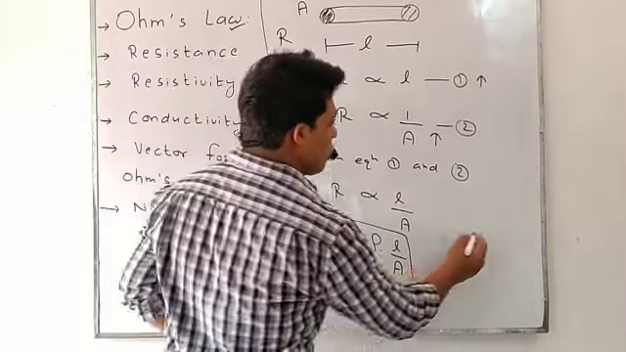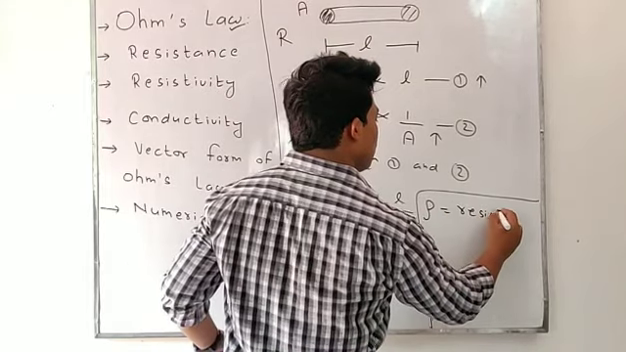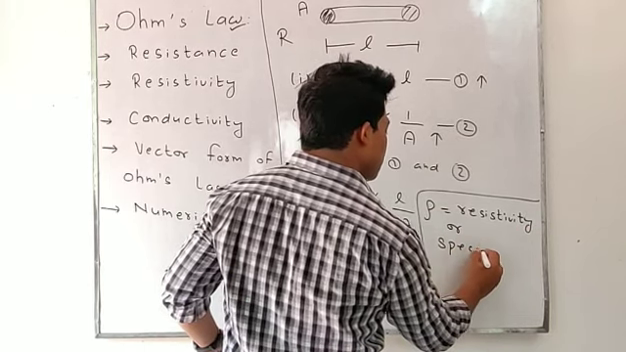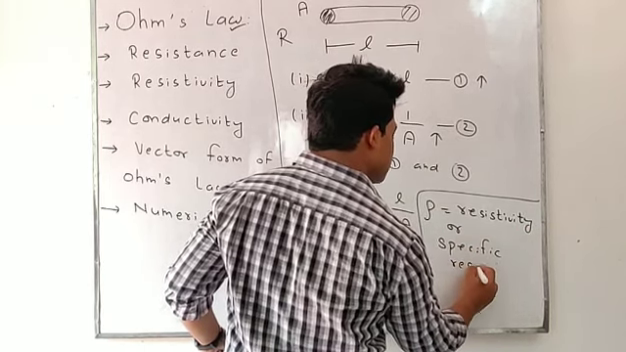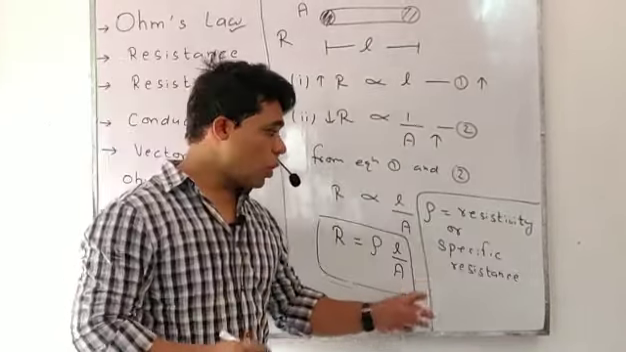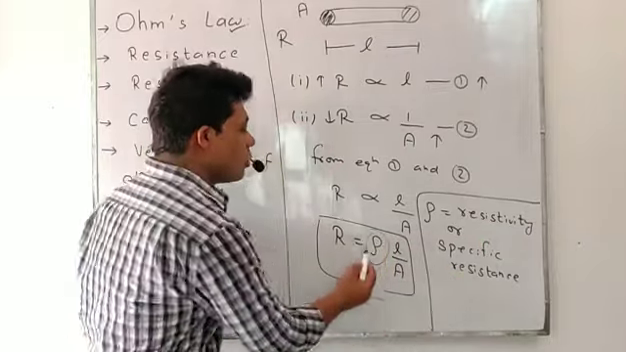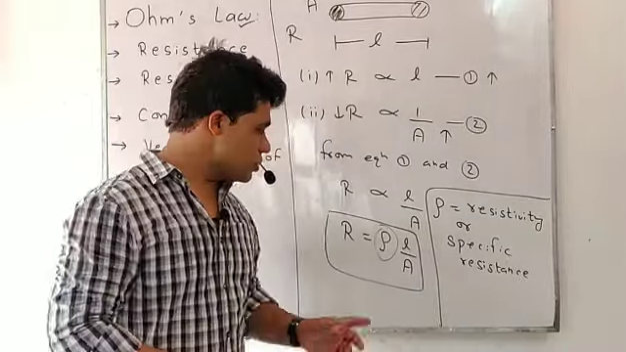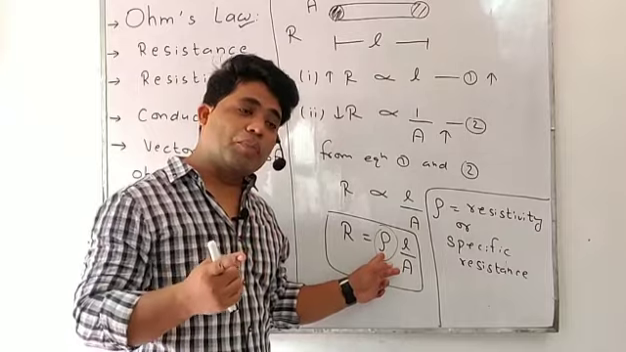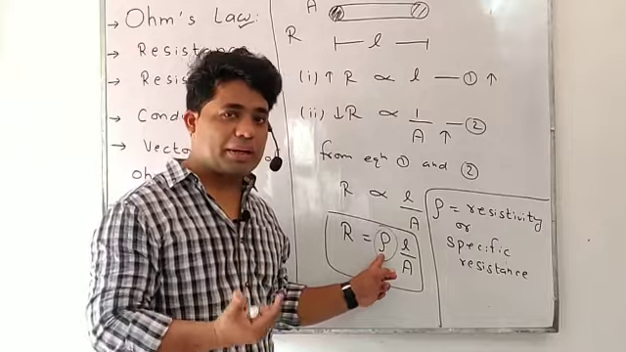Okay, this symbol is said to be rho, and it is said to be either resistivity or a specific resistance. This rho is a constant, called resistivity or specific resistance. This rho does not depend on the size of the conductor. It depends only on the nature of the conductor as well as on some external factors like pressure and temperature.